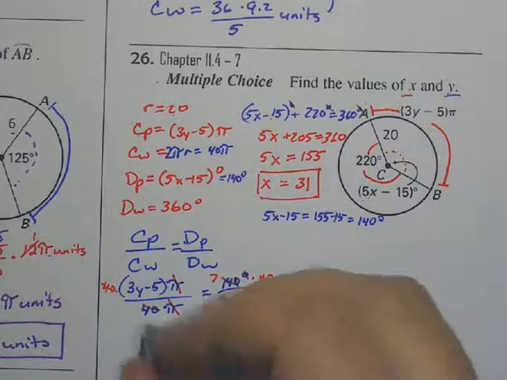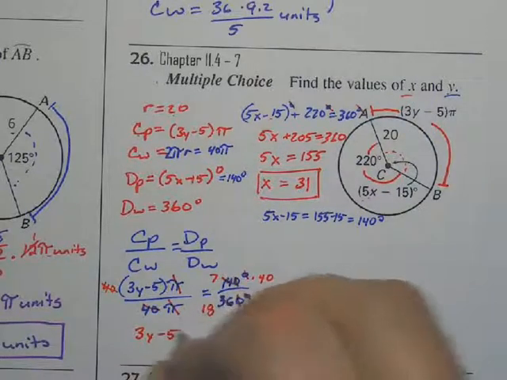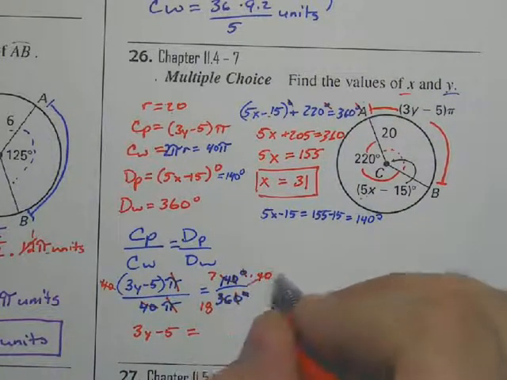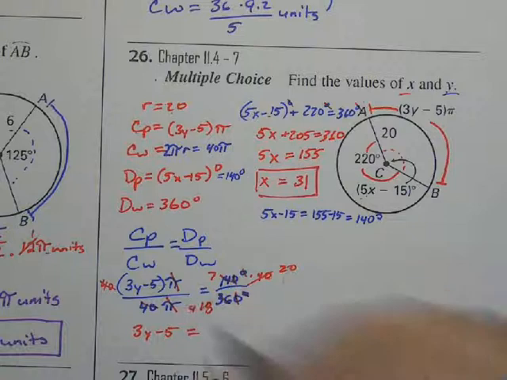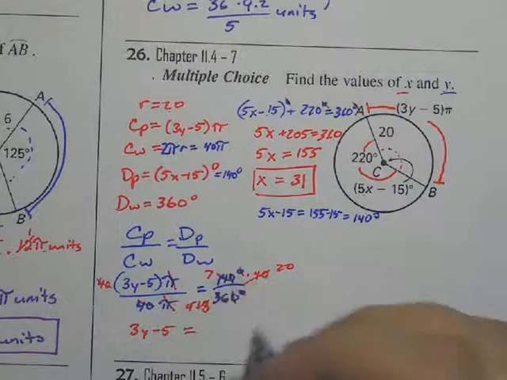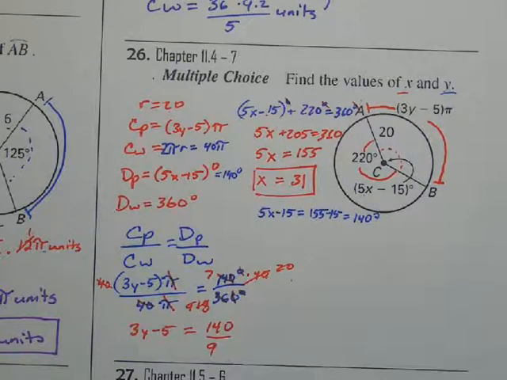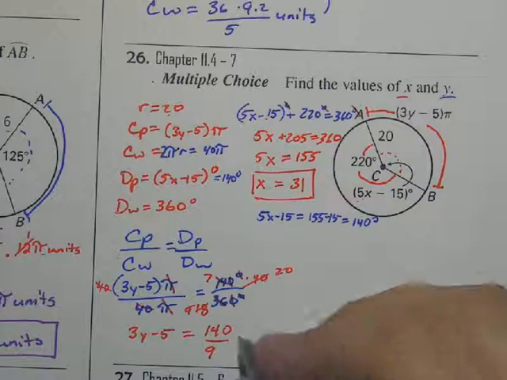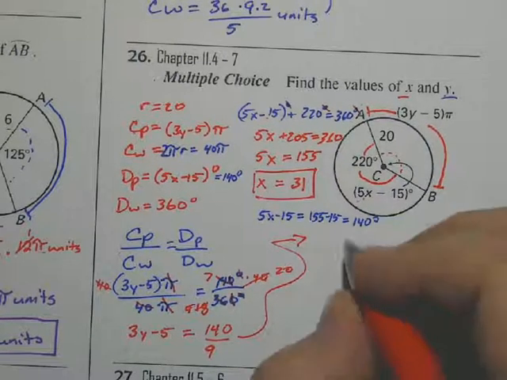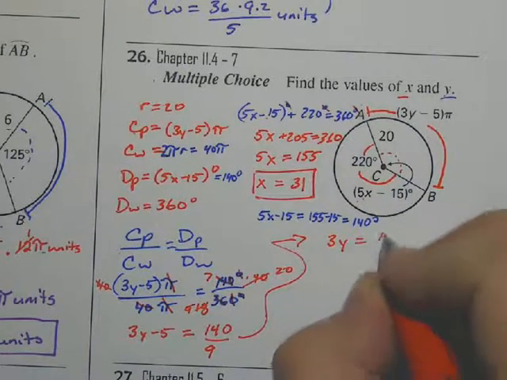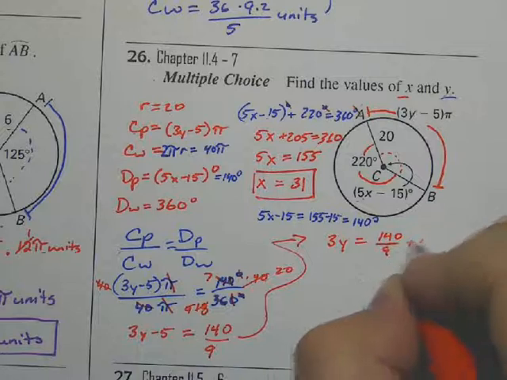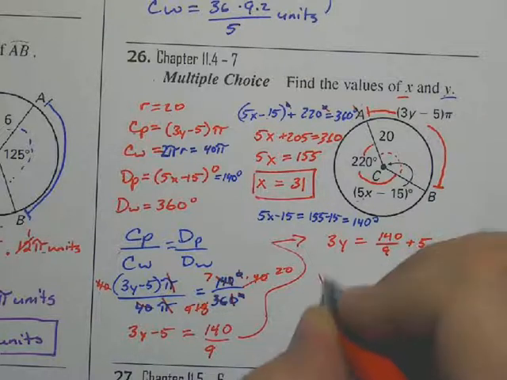Reduce those. And I'm going to get 3y minus 5 equals, and then I'm going to reduce once again. I get 20 on top here, 9 on bottom. So that's 7 times 20, which is 140. It's funny, it got back to right where I was, over 9. Okay, so now I need to add 5 to both sides. So I get 3y equals 140 over 9 plus 5. And then finally I'm going to divide by 3.